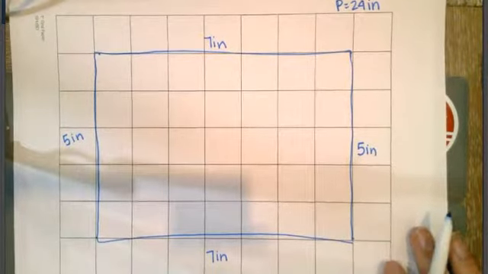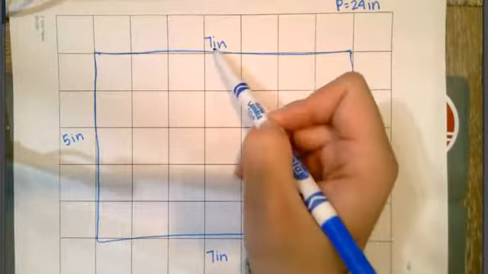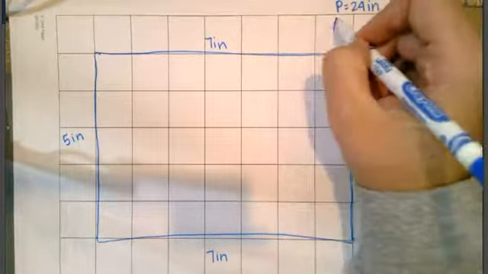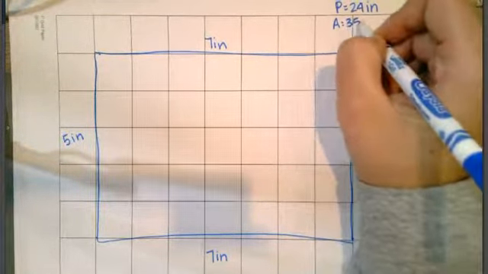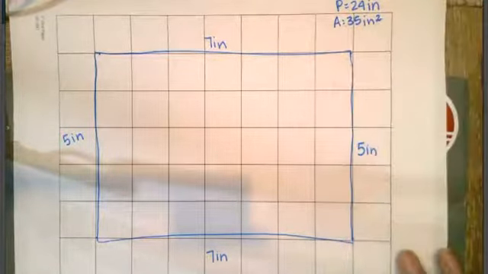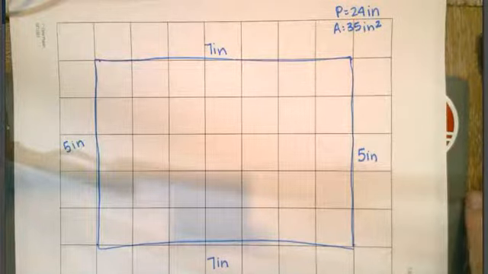Okay, how do I find the area of this? I can multiply my length times my width to get the area. So area is 35 square inches. Okay, that was pretty easy and should be reviewed.